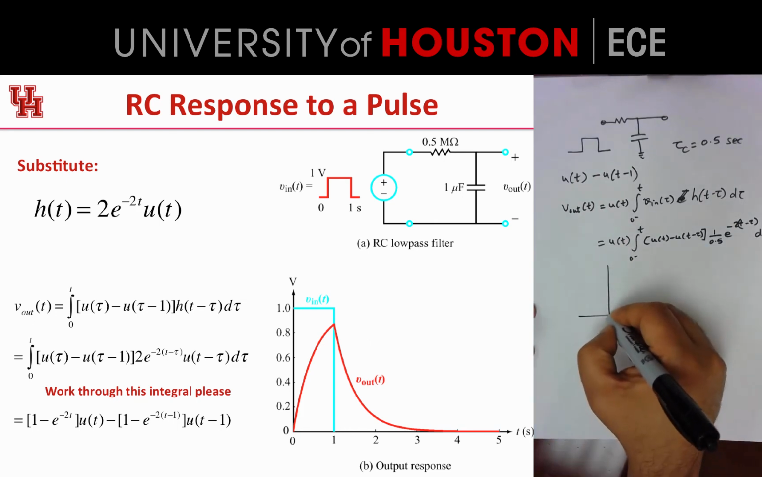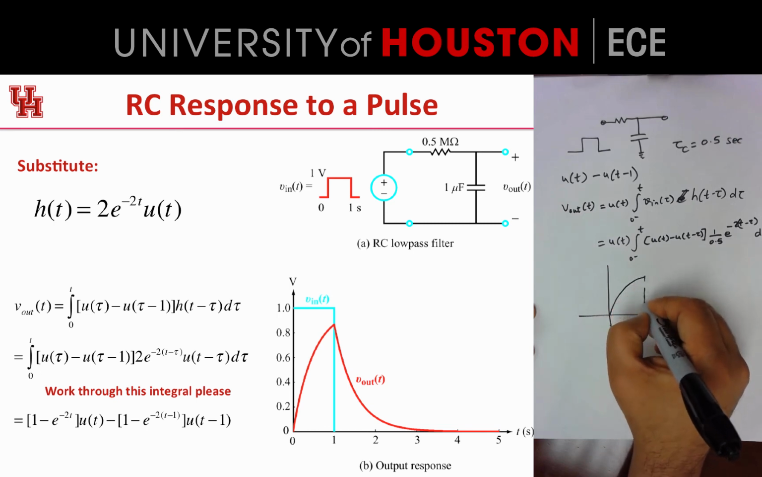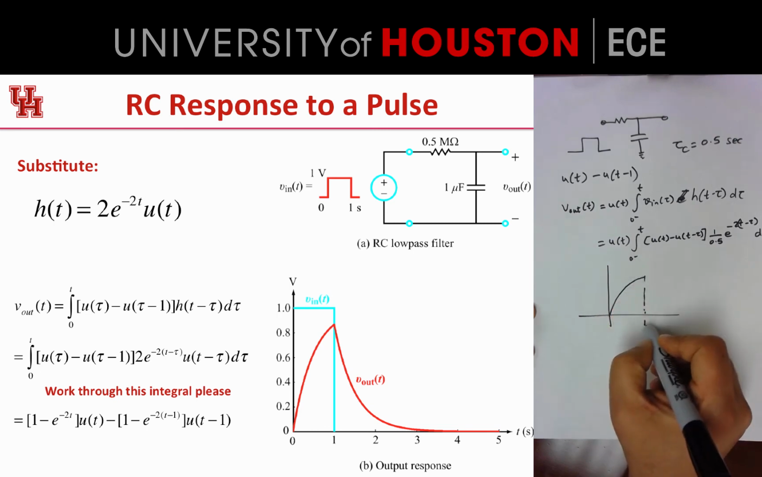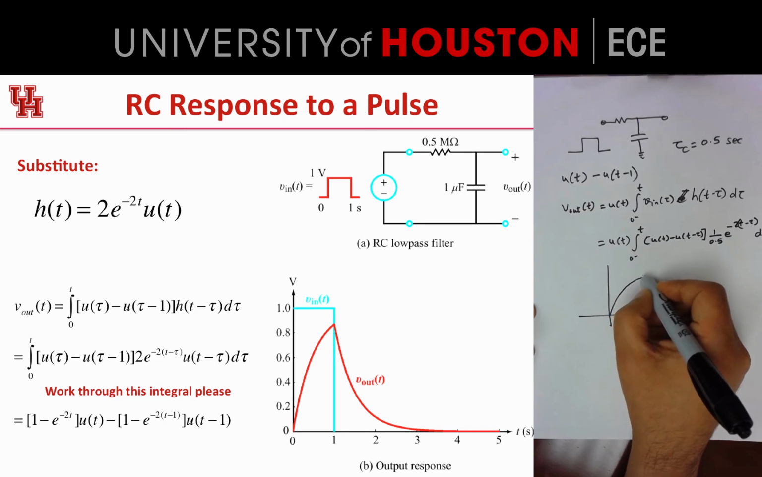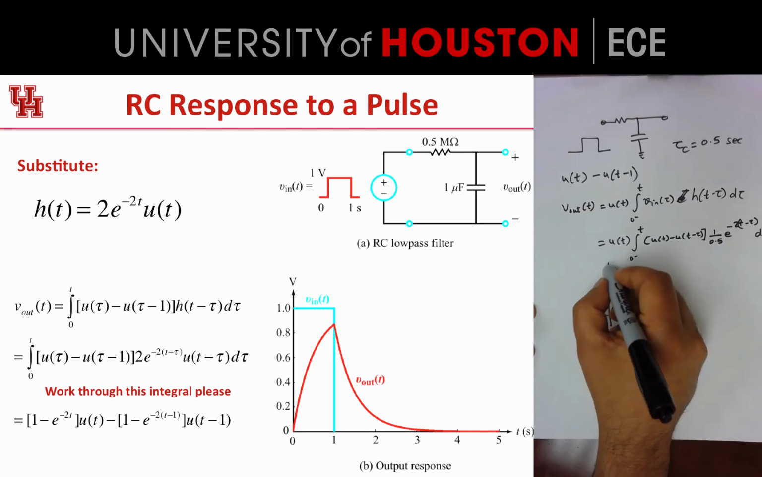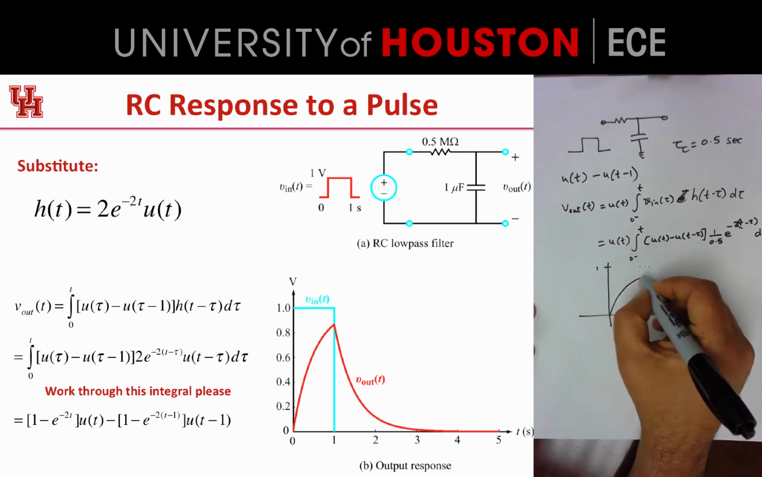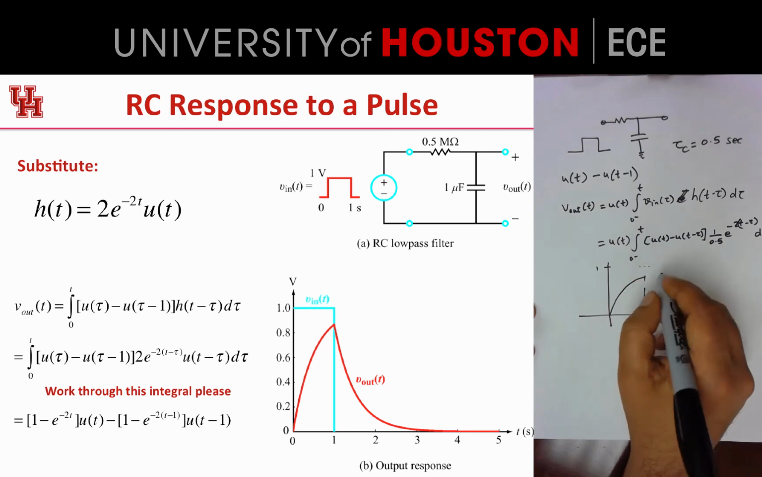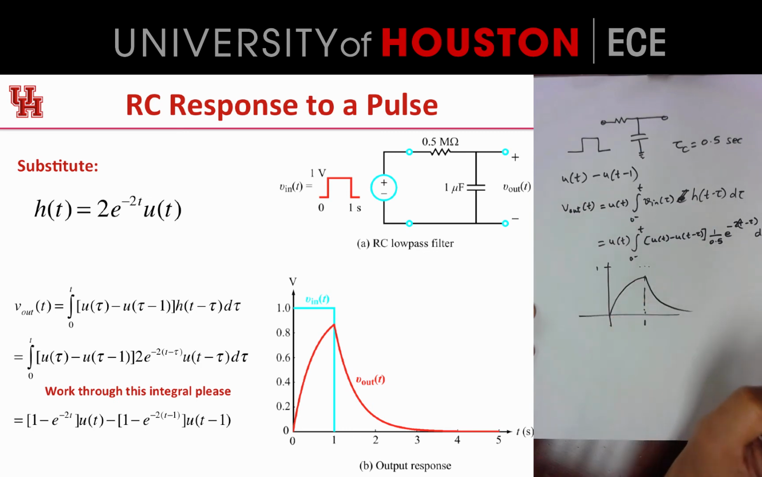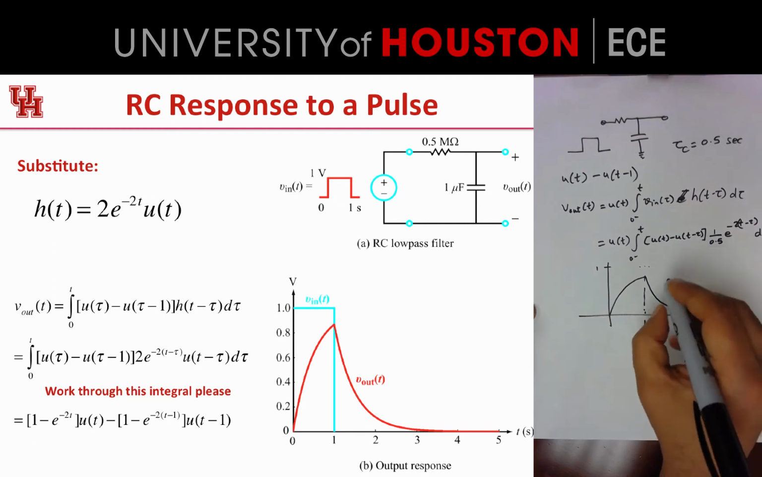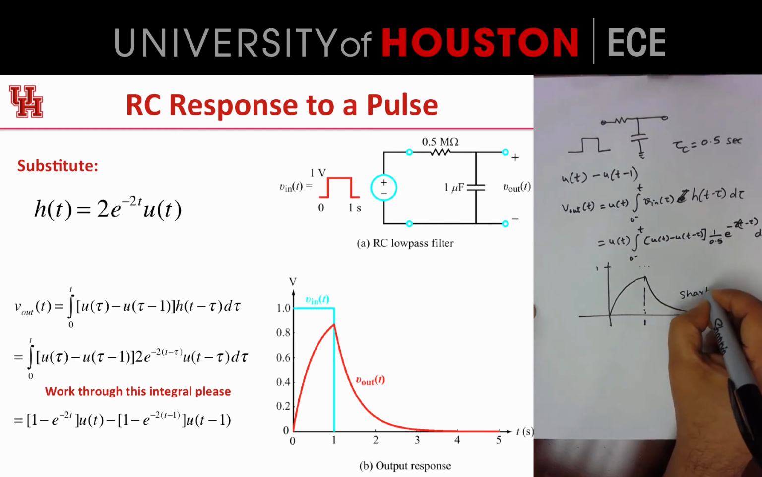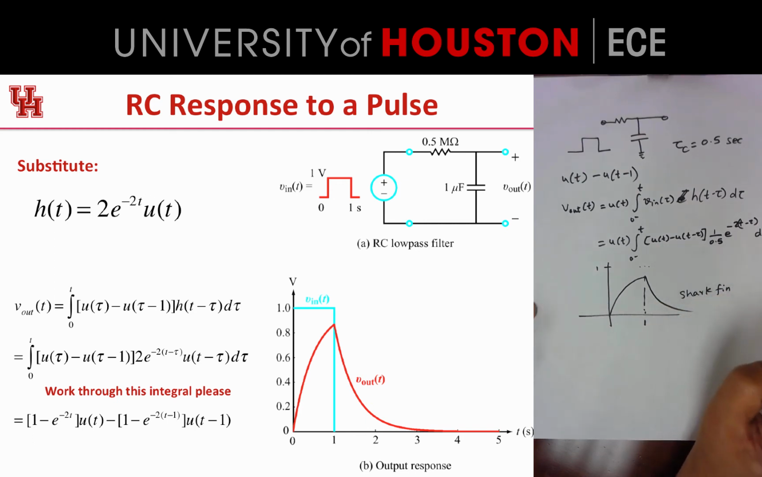that looks like that. Until the point 1, the capacitor is going to keep on charging. If you give it plenty of time, the voltage can rise all the way to 1, but we haven't given that much time. Soon after that, the capacitor starts to discharge. So we get this kind of shark fin pattern. Is that nice?